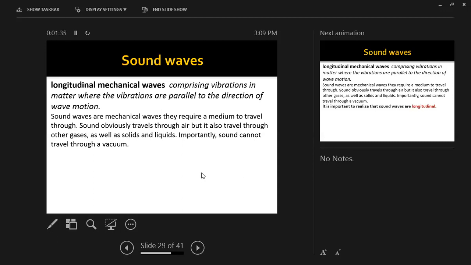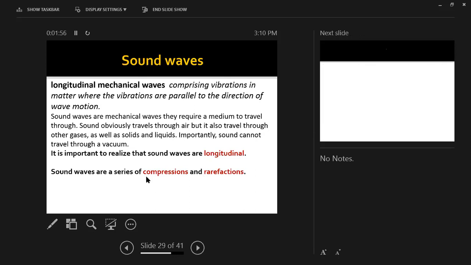This is an important part of longitudinal waves. Remember the difference between longitudinal and transverse waves. One of them needs material to travel through. The other one, the transverse waves, do not need any material to travel through. They can travel through the vacuum.